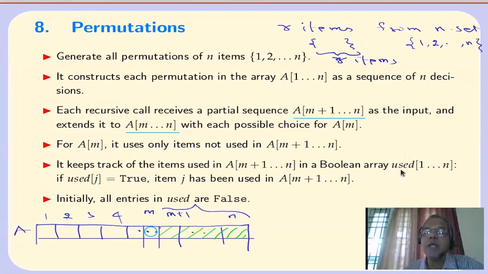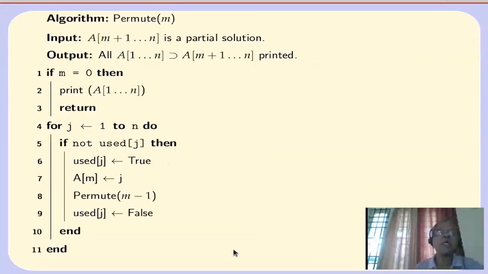We will maintain a Boolean array used. We initialize all the entries in the Boolean array to be false. To start with, none of the items 1, 2, 3, etc. to n are used. If used at j is equal to true, then item j has already been used in the subarray a m plus 1 to n. Therefore, the algorithm is here. This is a backtracking algorithm.